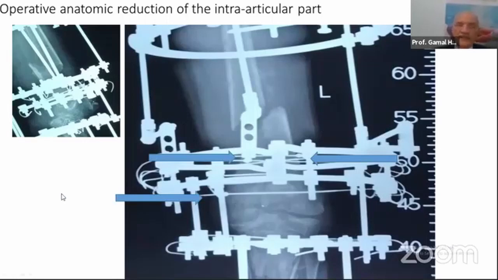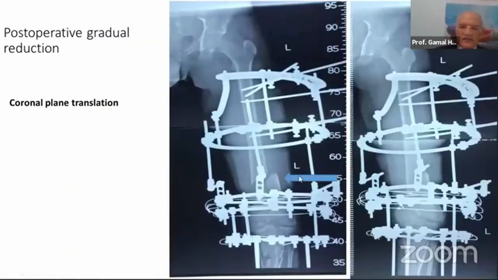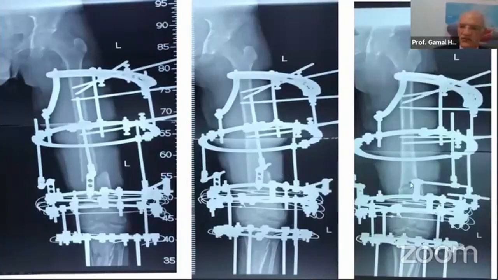Postoperative. Is it a failure of reduction? No. We intended to do purely closed reduction. We did some distraction during the operation. Then after 3 days, we started to do translation. You see this translation, 1 millimeter per day. You see gradual distraction, 1 millimeter per day. Coronal plane translation. We changed the configuration of the circular fixator. We did the reduction. You see from this point, 1 millimeter coronal distraction to that point.